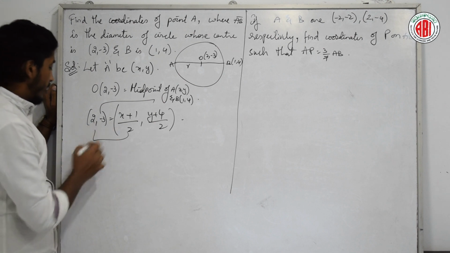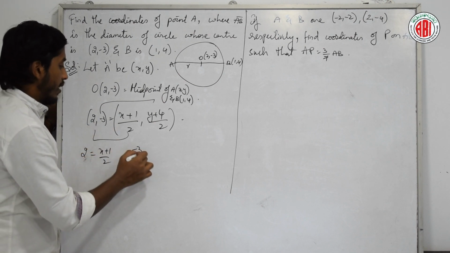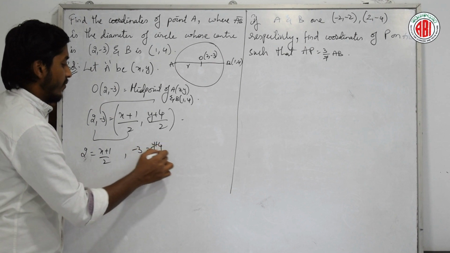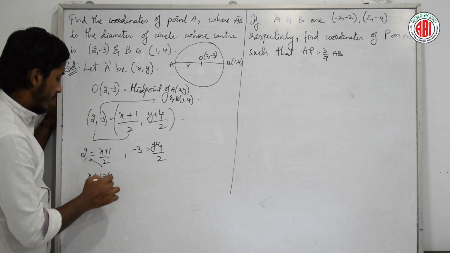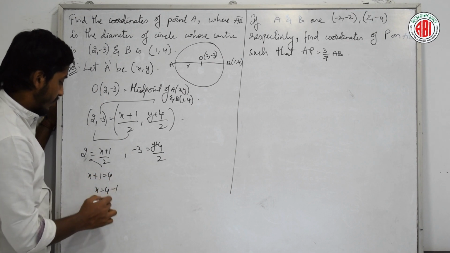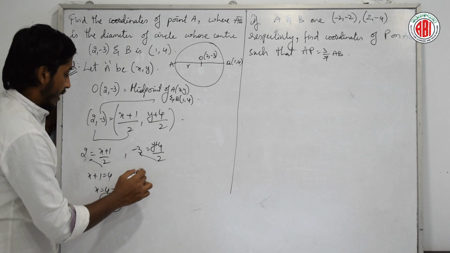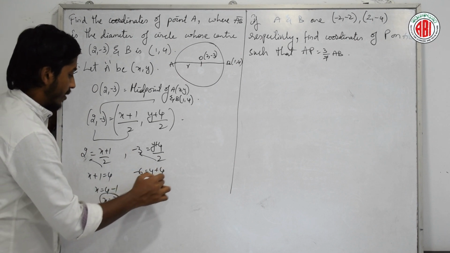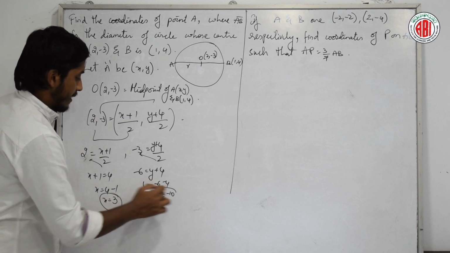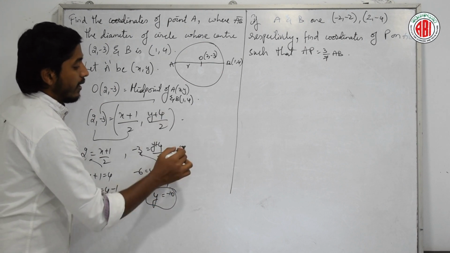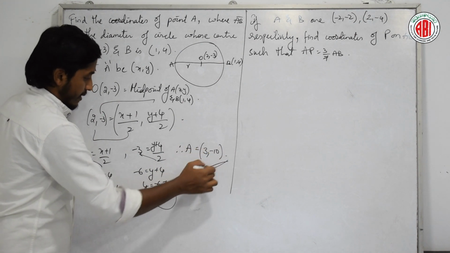See here. 2 is equal to (x plus 1) by 2, and -3 is equal to (y plus 4) by 2. Just cross multiply. x plus 1 is equal to 4, so x is equal to 3. And here, -6 is equal to y plus 4, y is equal to -6 minus 4, y is equal to -10. Therefore, A is (3, -10).